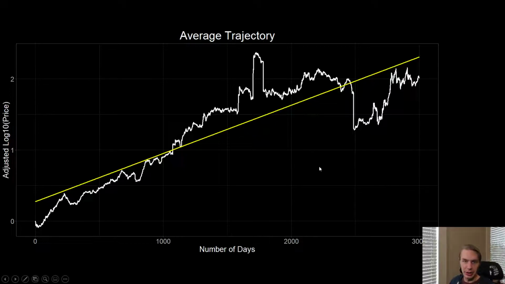One of the other analyses we can do, though, and I put out a video about this recently, is look at the average trajectory in terms of multiples of 10 across a bunch of different assets.